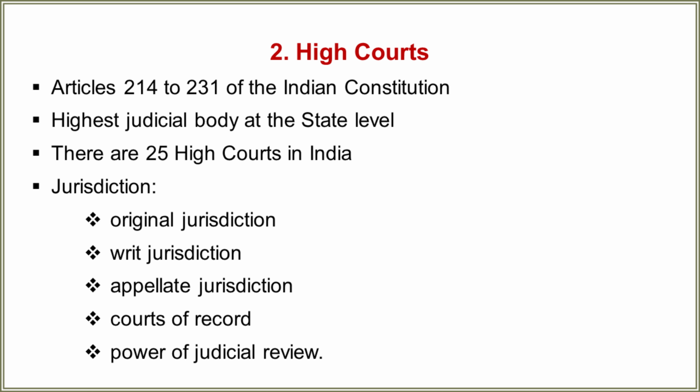High courts are the highest judicial body at the state level. Articles 214 to 231 of the Indian Constitution mention the organization, independence, jurisdiction, powers, and procedures of the high courts. There are 25 high courts in India. The judges of the high courts are appointed by the President of India. While appointing the Chief Justice of a high court, the President has to consult the Chief Justice of the Supreme Court and the Governor of the state concerned.